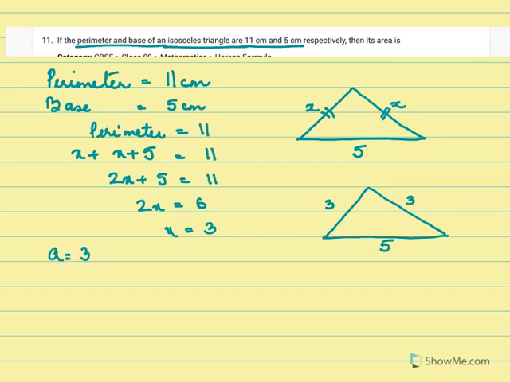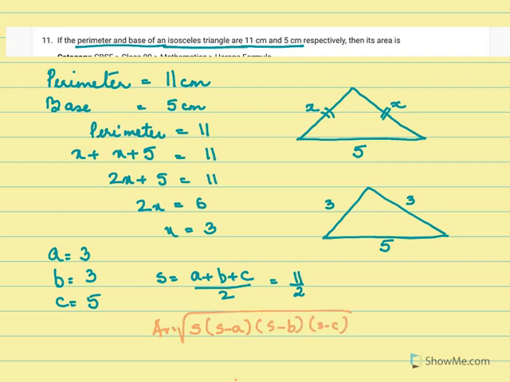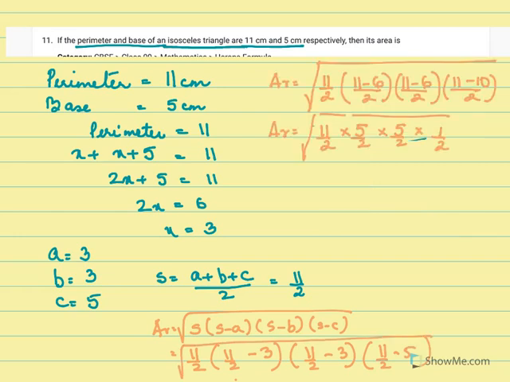And now I do my A equal to 3, B equal to 3, C equal to 5. I find the semi-perimeter, A plus B plus C over 2, which here will work out to be 11 by 2. And in the next step, I find my area, the square root of S, S minus A, S minus B, S minus C, which is 11 by 2, 11 by 2 minus 3, 11 by 2 minus 3, and 11 by 2 minus 5. You need to work this out. So you go ahead and do the calculations. This is normal calculations, but you have to do it carefully.